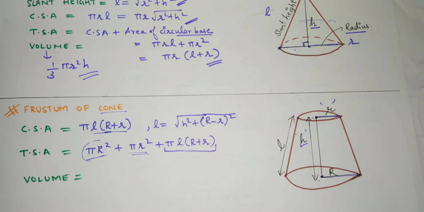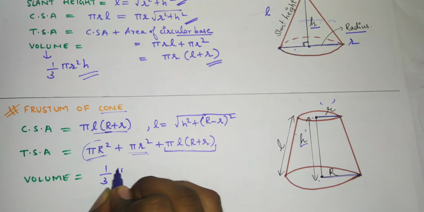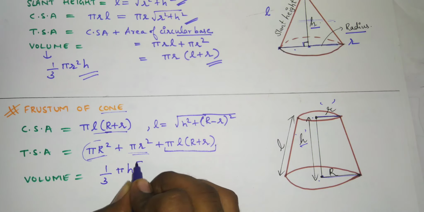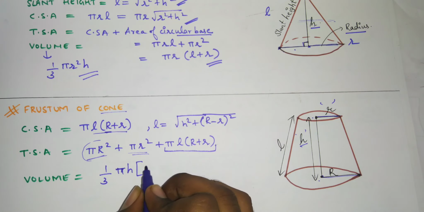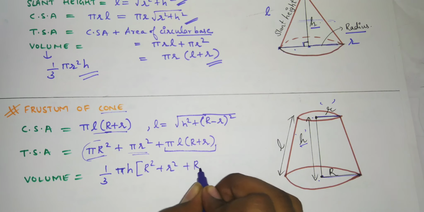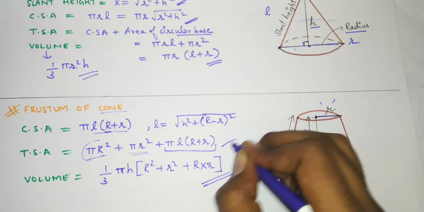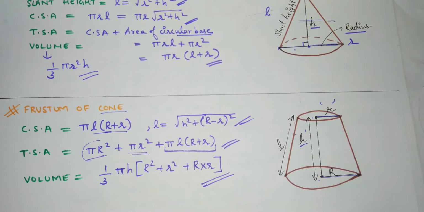Moving on to the volume. Volume is again 1 by 3 pi h into R square plus small r square plus big R into small r. This will be the volume. This will be TSA and this will be CSA.